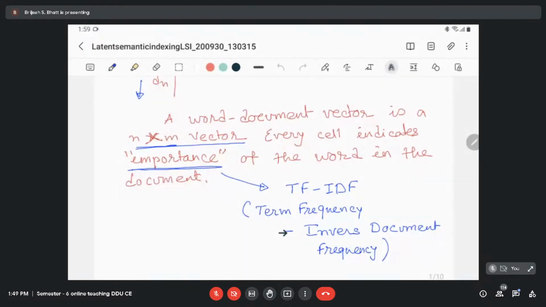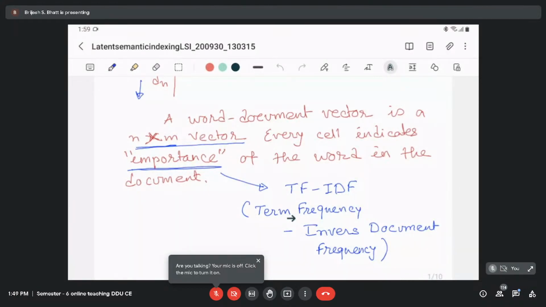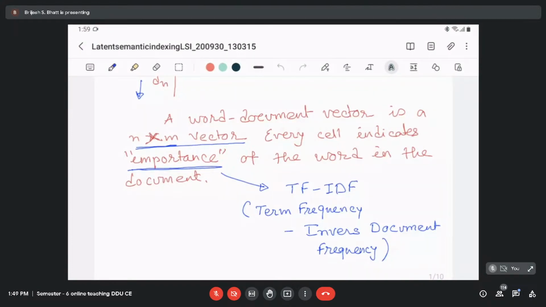To give you some insight on this, but before that, have you used TF-IDF? Has anyone used TF-IDF anywhere in their experiment? Okay, Bhavik says yes. Okay, good. Others, I'm not sure. But in this lab, next lab, we will discuss that. We'll see how to use TF-IDF also.